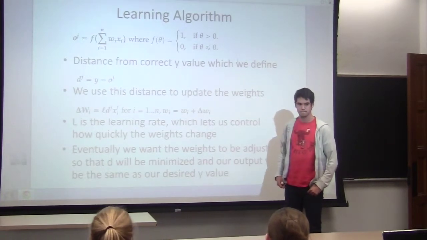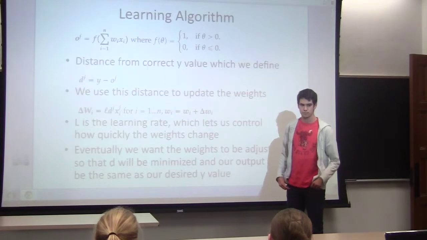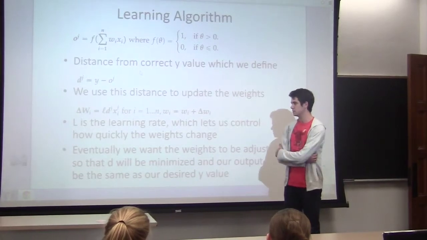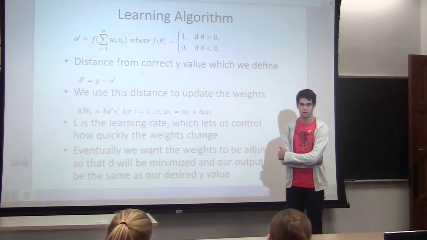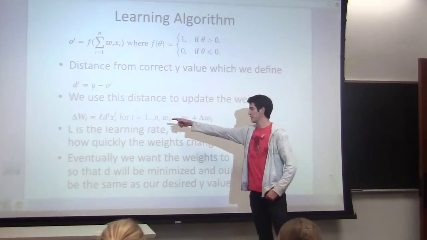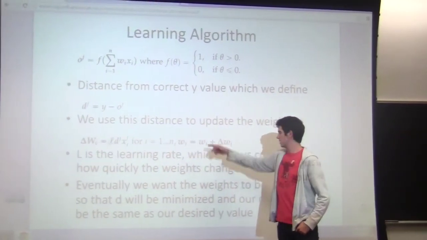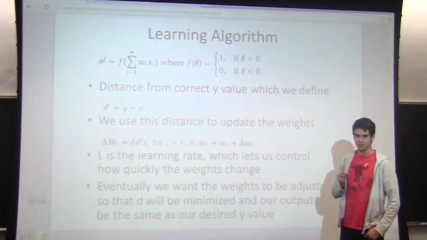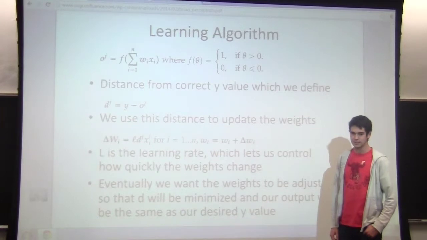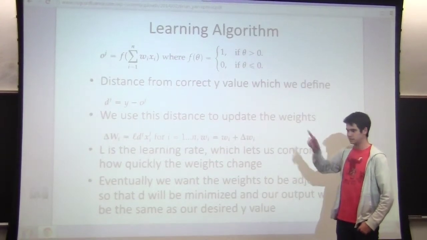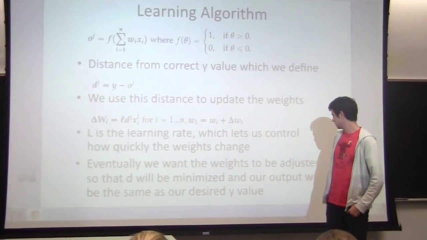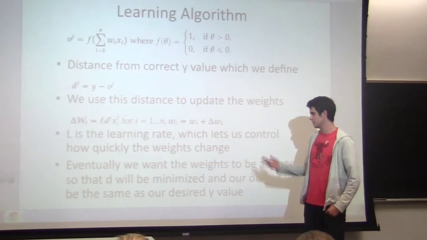Do you want the distance from the correct y value and the delta w... the distance gives you the delta w. You want the distance to get smaller, so the delta w is small. As the distance gets smaller, the delta w gets smaller. So w will increase or decrease by a smaller amount and essentially remain constant. And L is a learning rate, which is a small fraction, which makes it so delta w doesn't fluctuate too much, and it'll change slower. So eventually you want d to be minimized and w to be constant.